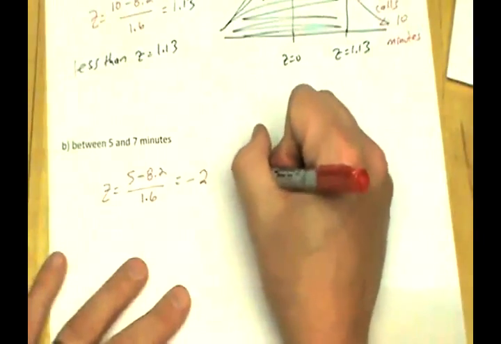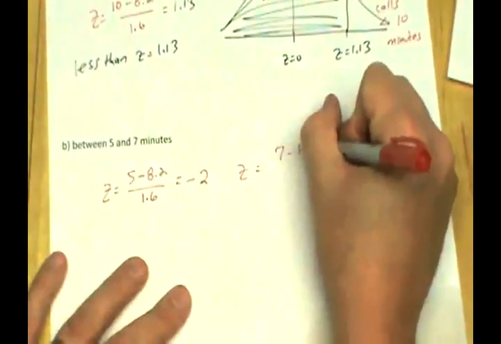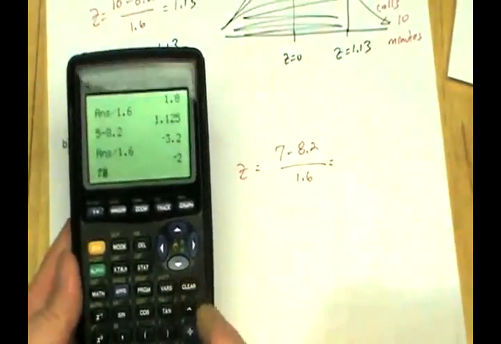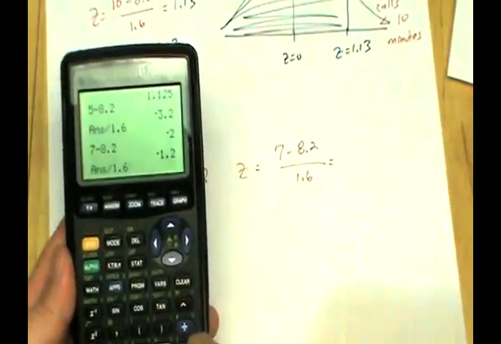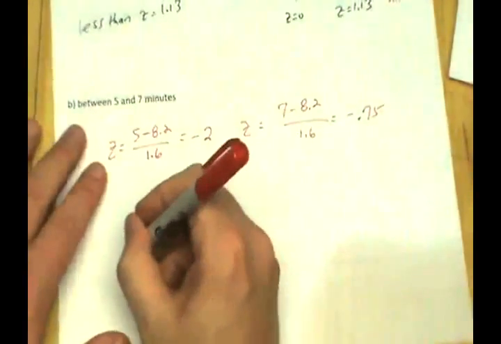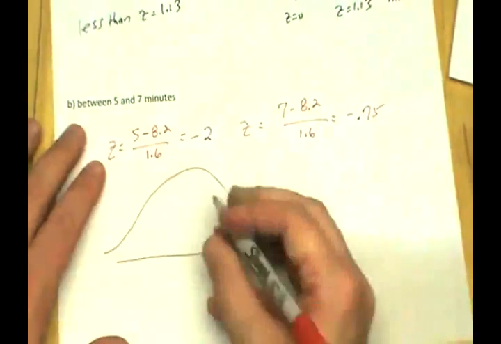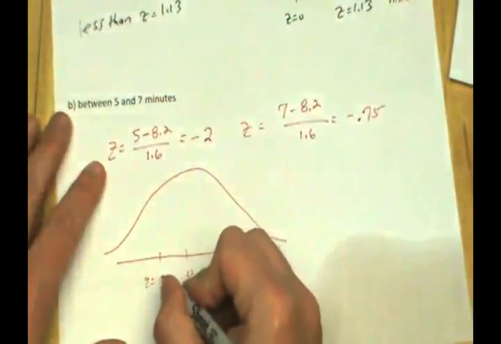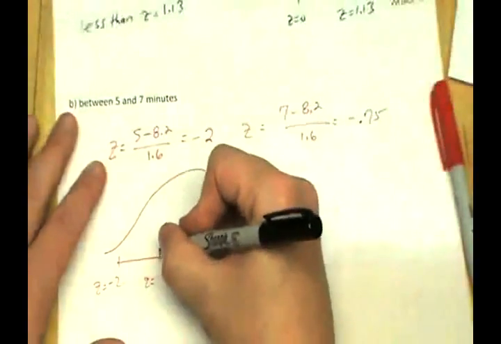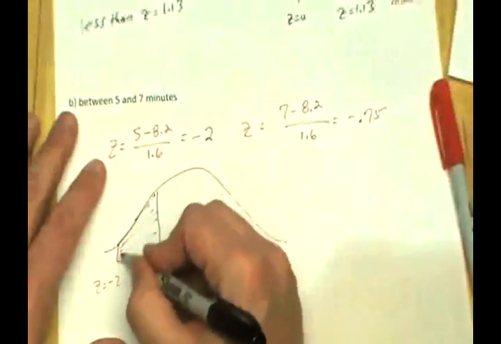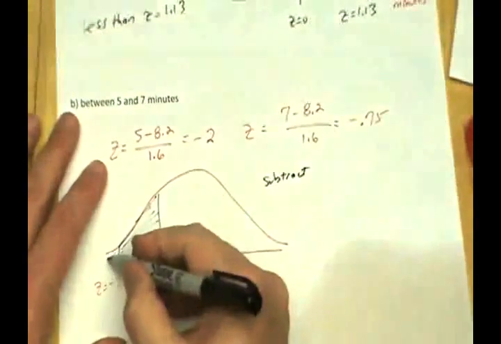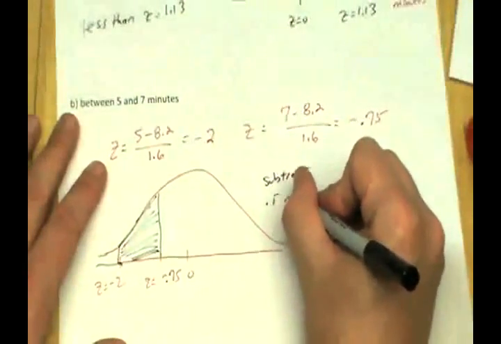And then I need the z-score for 7. Data 7 minus the mean 8.2, divided by the standard deviation 1.6. 7 minus 8.2 divided by 1.6 is negative 0.75. Okay. Negative 0.75 and then negative 2. I want the area between these two numbers. Does the shaded region cross 0? No, so you're going to subtract. Is a tail involved? No, it's not. The tail's not involved, so 0.5 is not needed.